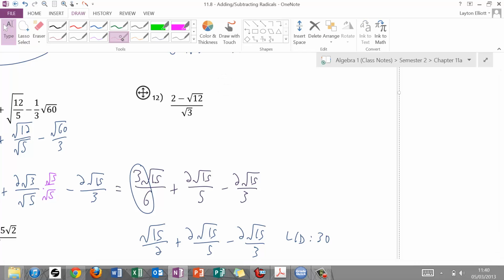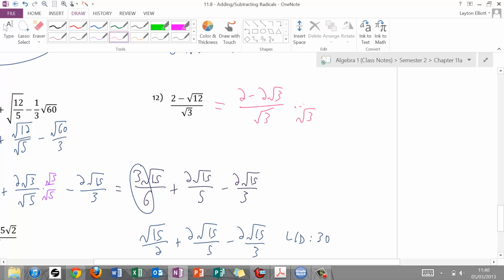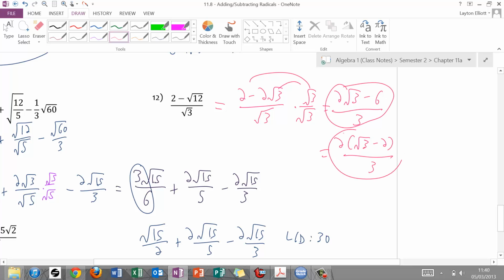Next, I'm going to rationalize this one with a radical 3, but you know what, I should simplify first. Let's make this 2 minus radical 12 as 2 root 3 over root 3, multiply by radical 3 over radical 3, and distribute. And I get 2 radical 3 minus, and this is 2 times 3, so minus 6 over 3. Now, I could factor a 2 out of the numerator and make that 2 radical 3 minus 2 over 3, but I still can't cancel anything. So you can write either this or this as your final.